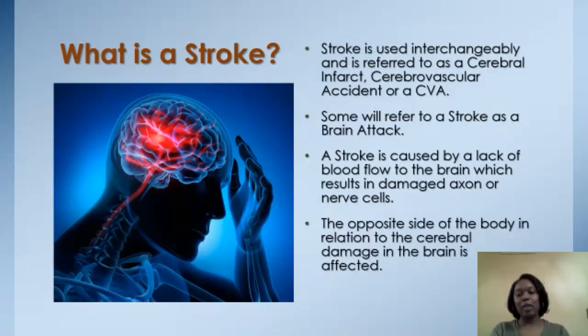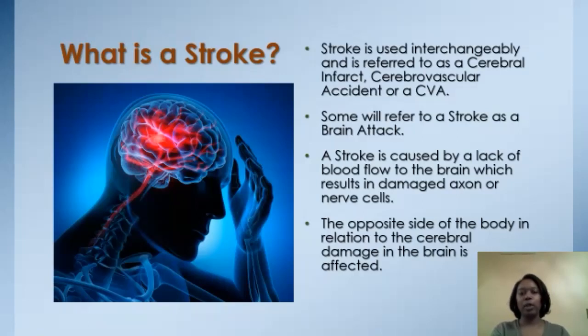It means the death of brain tissue. And as we get more into what a stroke actually is, what actually occurs, you will understand why cerebral infarct is the official name for a CVA. A stroke is caused by a lack of blood flow to the brain, which results in damaged nerve cells. The opposite side of the body is affected in relation to the cerebral damage of the brain.